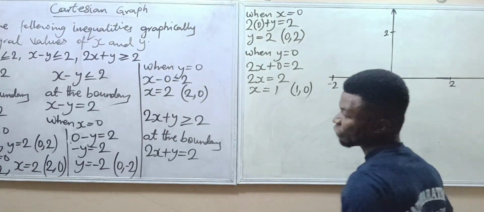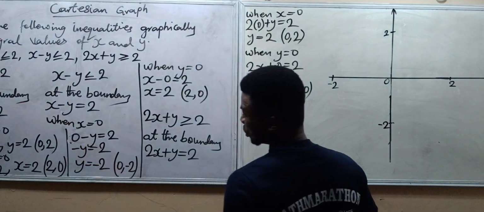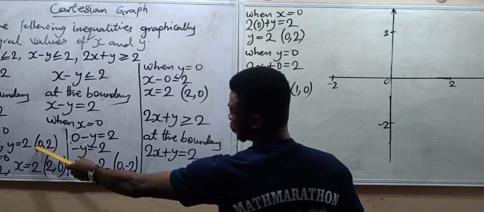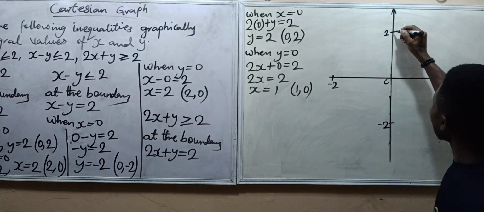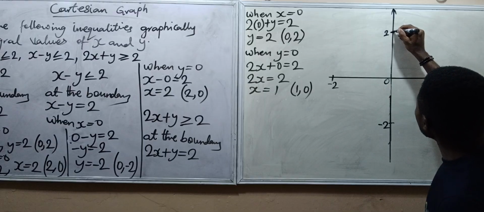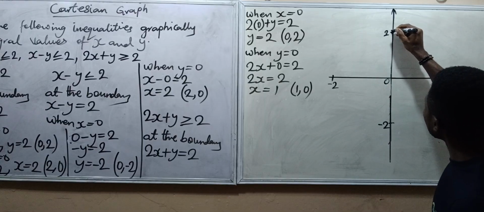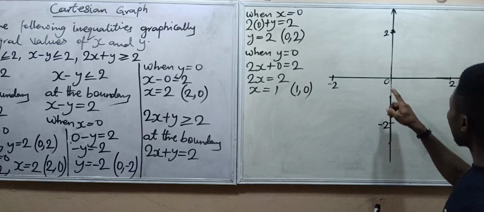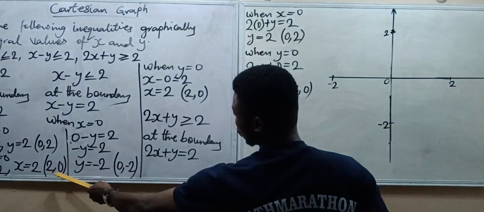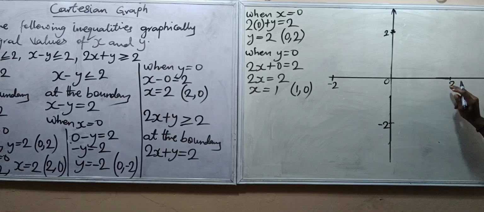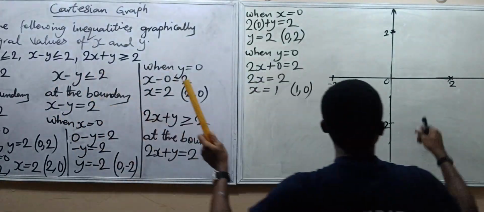Now the first inequality: we saw that when x is equal to 0, y is equal to 2. That is somewhere here. And when x is 2, y is 0. So at this point, right? And then we need to connect the two points.